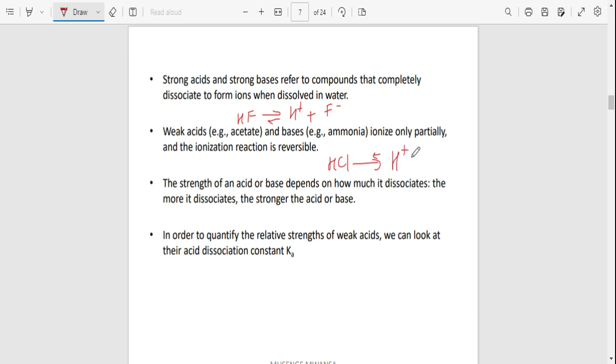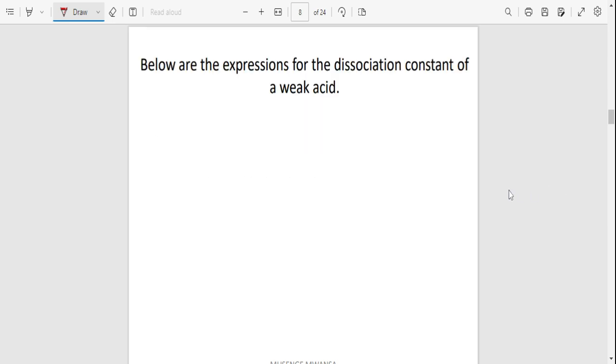So we're going to have hydrogen ion and then chloride ions. Okay. So the strength of an acid and a base depends on how much it dissociates. The more it dissociates, the stronger the acid or base. Now, in order to quantify the relative strength of acids, we can look at what is called the acid dissociation constant to see which one is stronger than the other.